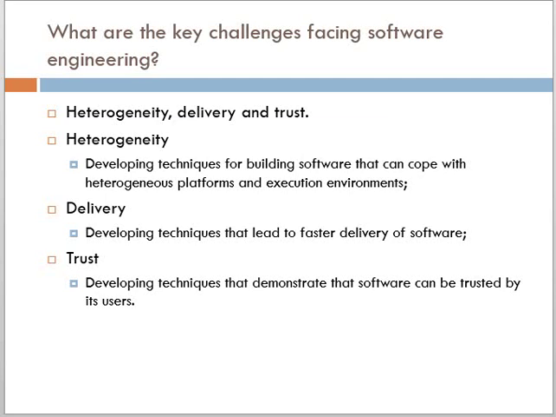Here we also have some terms such as heterogeneity, delivery and trust. Delivery is developing techniques that lead to the faster delivery of the software. Trust is developing techniques that demonstrate that the software is trusted by its users. And heterogeneity is developing techniques for building software that can cope with heterogeneous platforms and execution environments.